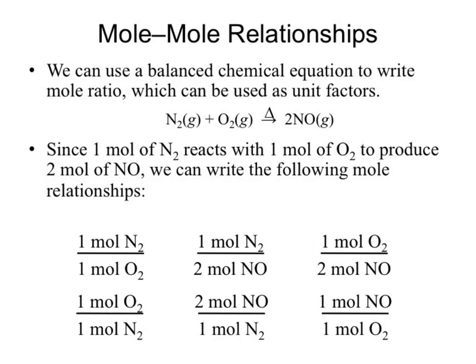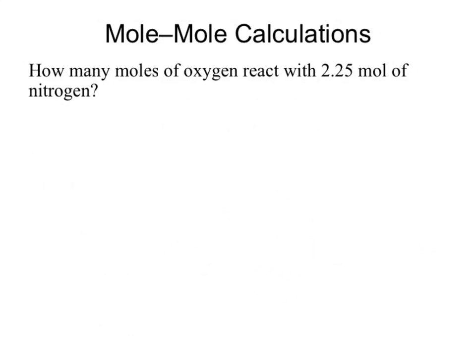So when you go through and process your mole-mole relationships, what we're trying to do is relate things across the equation. So if we start with 2.25 moles of nitrogen, how many moles of oxygen gas are produced? Just like we've done every other problem, where do we start? Equals units.